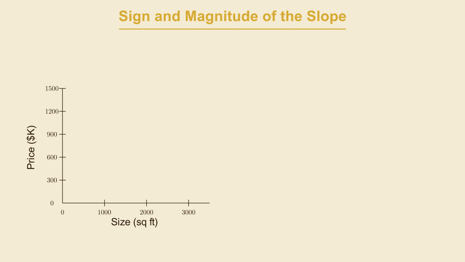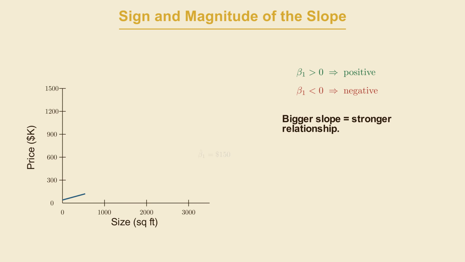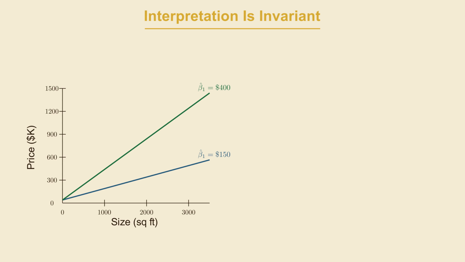A couple more quick things to explain about the slope. The sign tells you the direction. A positive slope means bigger houses cost more, which is exactly what we'd expect here. A negative slope would mean the opposite, and the magnitude tells you the strength. A market where every square foot is worth $150 is very different from one where every square foot is worth $400.